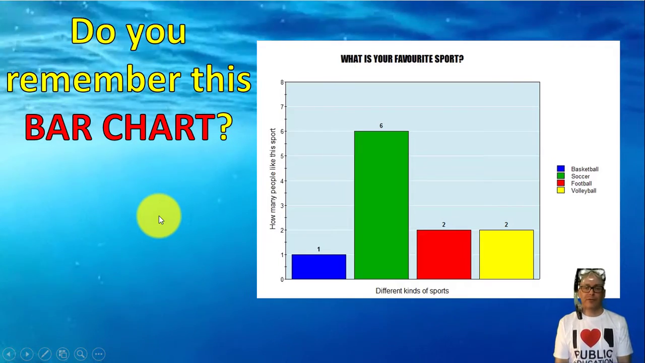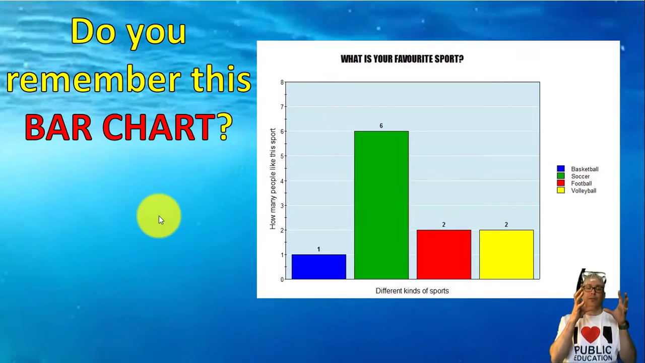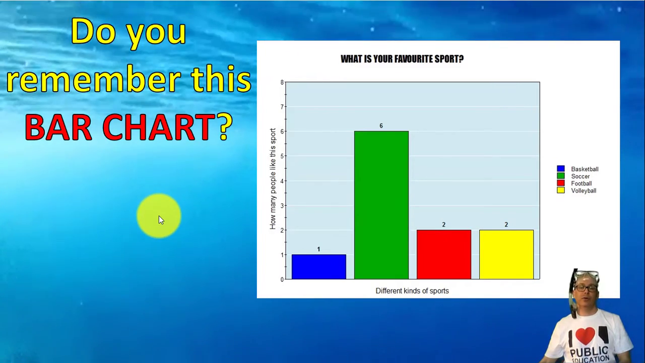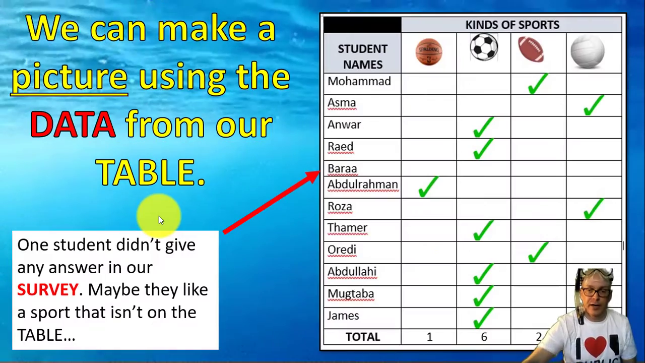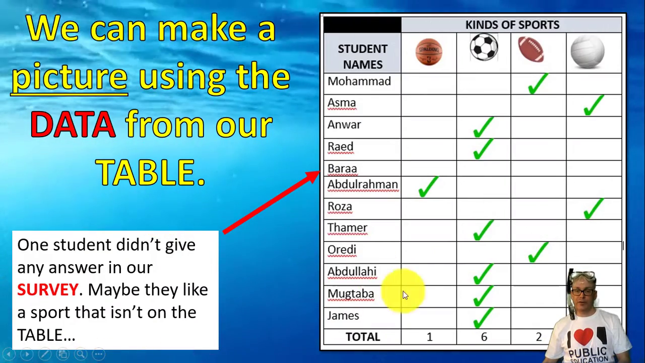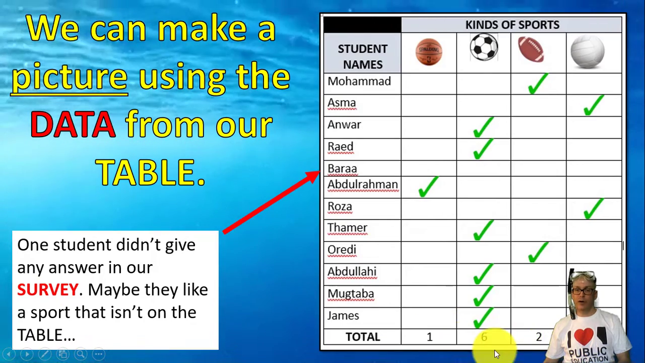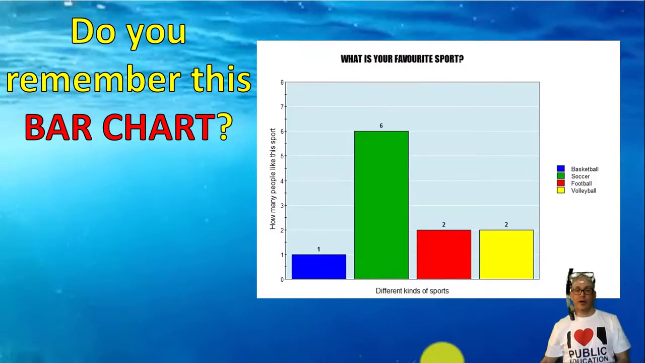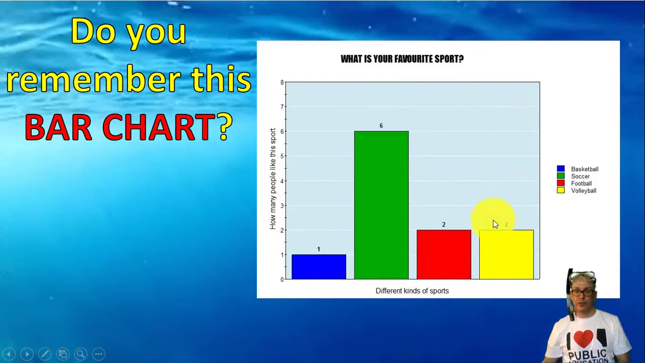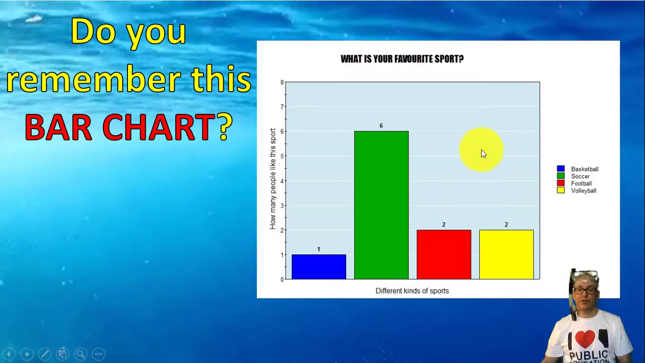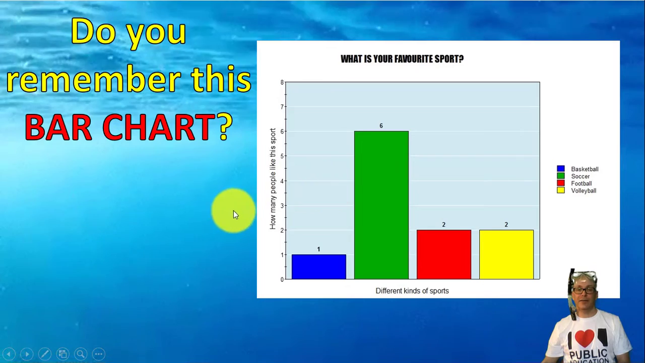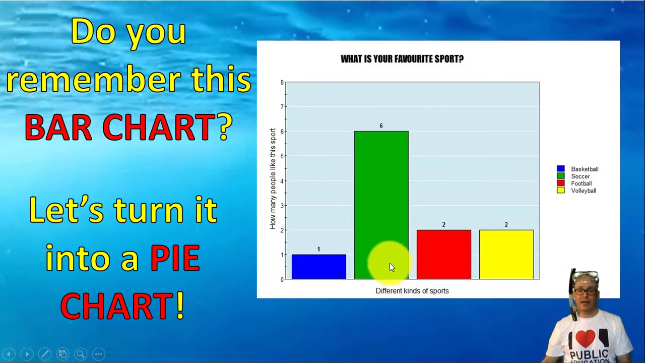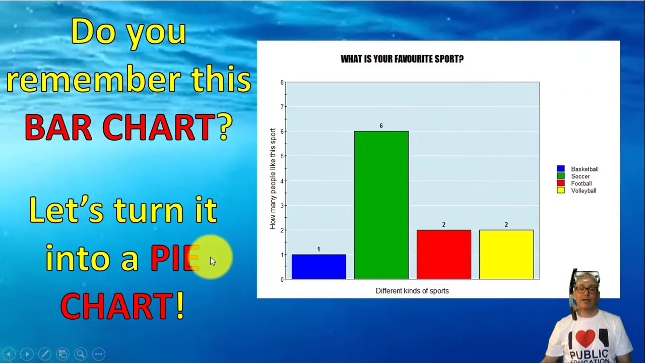Do you remember this chart from last time? We took our table and we turned it into a bar chart, right? When we added up the numbers in our table, we saw that the totals down here, 1, 6, 2, and 2, are then on the chart. There's 1, 6, 2, and 2. This is a picture of our data. That's a bar chart. But we can also turn this data into a pie chart. Let's try that.